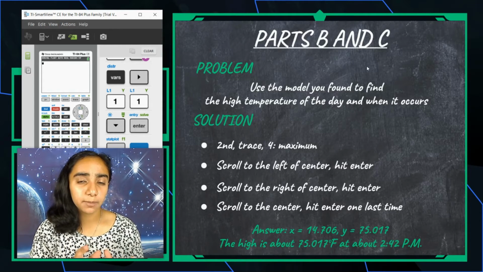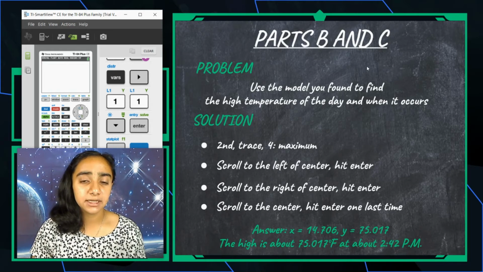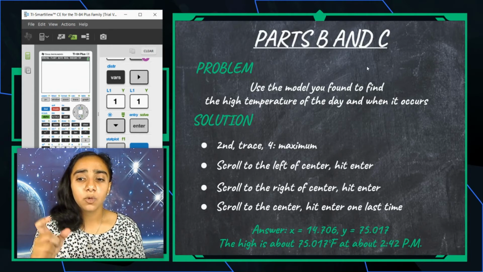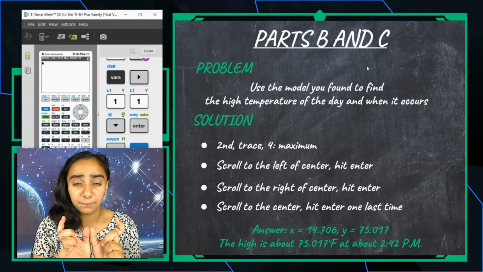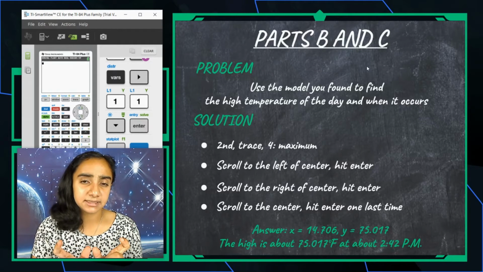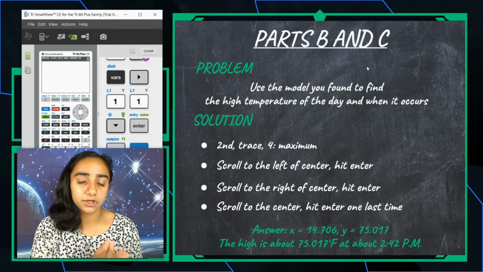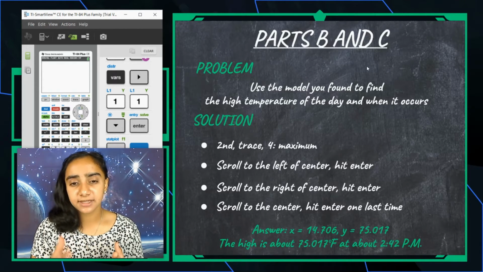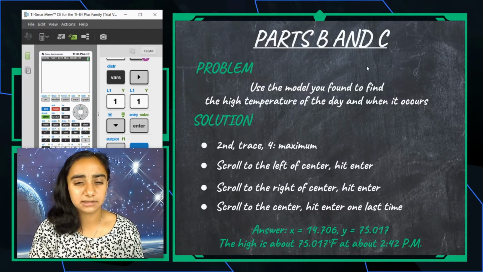The reason I'm calling it parts B and C is that on an assessment, you might see the question, what is the high temperature as part B? And then when does it occur as part C? So you might be asked to separate that Y coordinate and the X coordinate, as in you might be asked to separate the temperature and then the time when that temperature occurs into question B and then question C. I'm combining it for our sake, just for time, and so that it's probably easier for you to understand if I explain it this way.